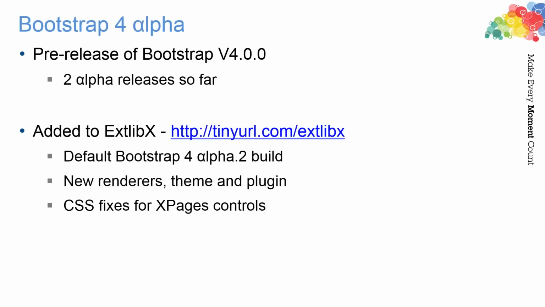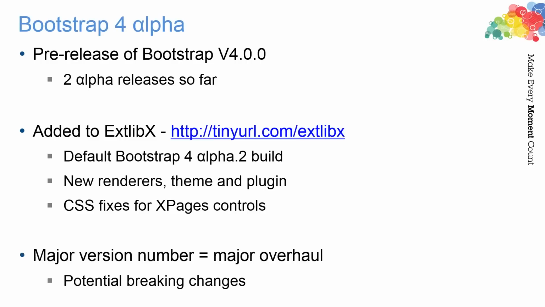There's a link there to the GitHub repository that we've started for it. We've rolled in that second alpha build of Bootstrap 4, added all the resources and the plugin infrastructure, and started working on the theme and the renderers in order to support all that, as well as some CSS fixes specifically for the XPages controls. With a major version number change from Bootstrap 3 to 4, there's quite a major overhaul of the functionality, and therefore there's a potential for some breaking changes.